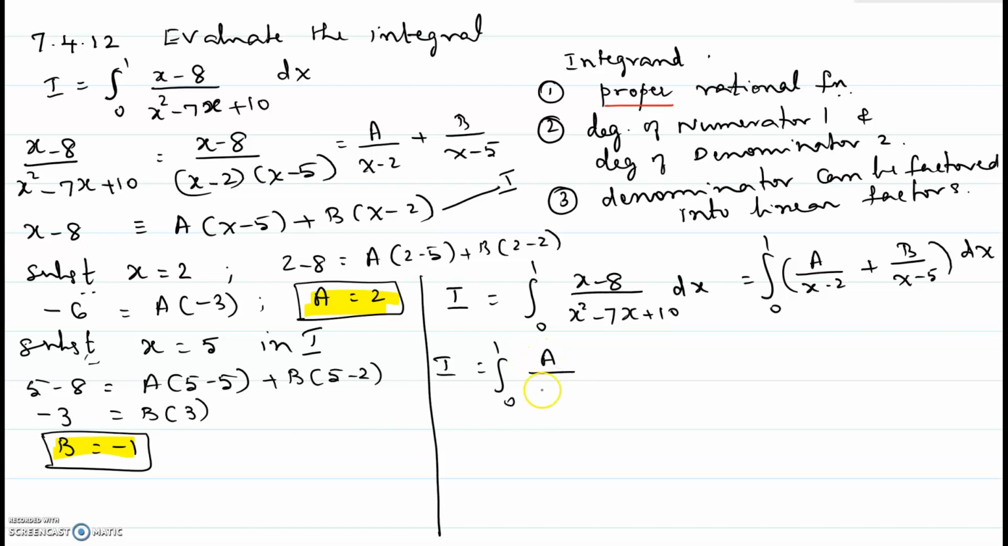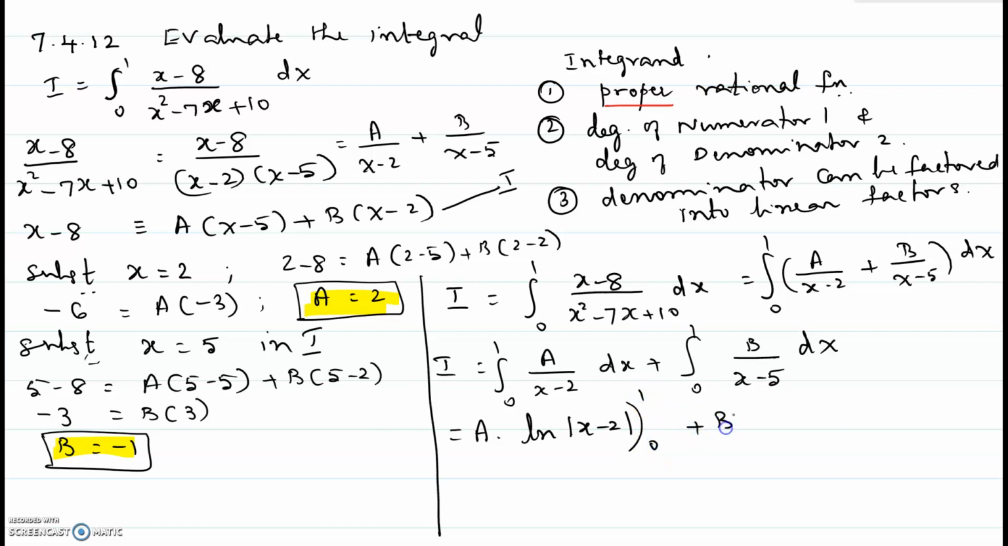So I can be written as the integral from 0 through 1 of A over (x minus 2) dx plus the integral from 0 through 1 of B over (x minus 5) dx. That is A times ln of the absolute value of (x minus 2) between the limits 0 and 1, plus B times ln of the absolute value of (x minus 5) between the limits 0 and 1.